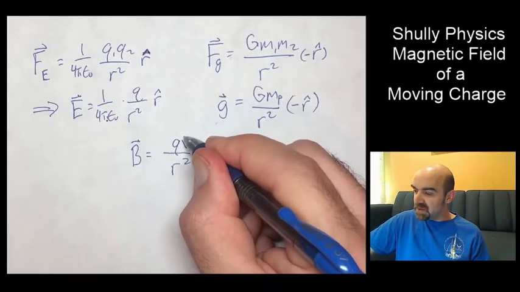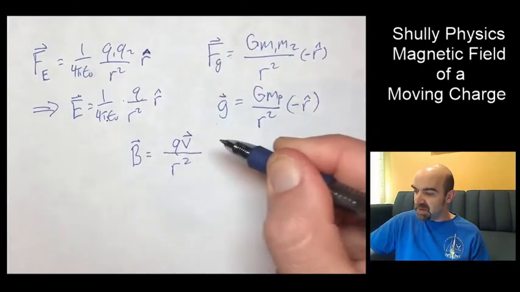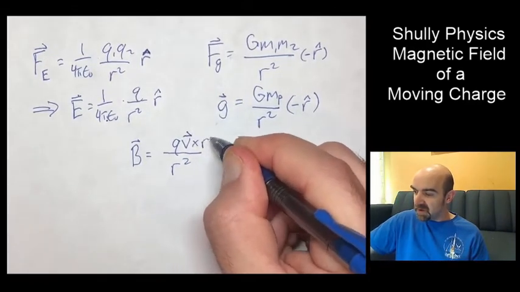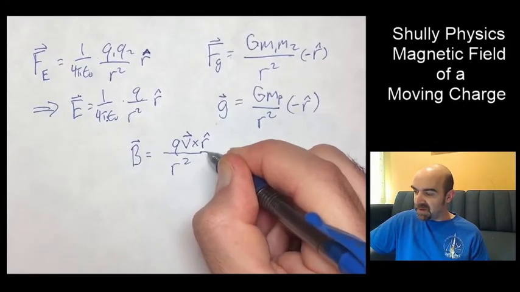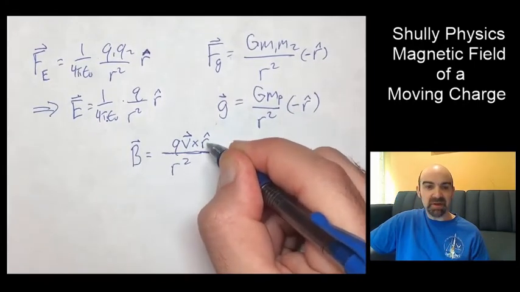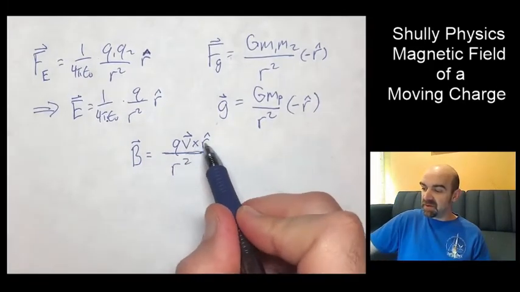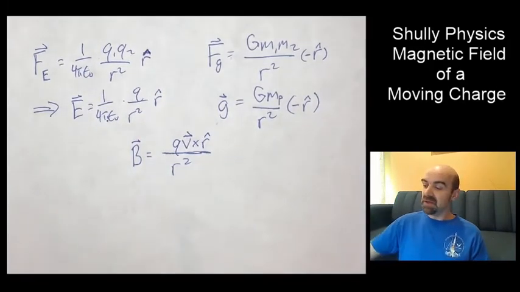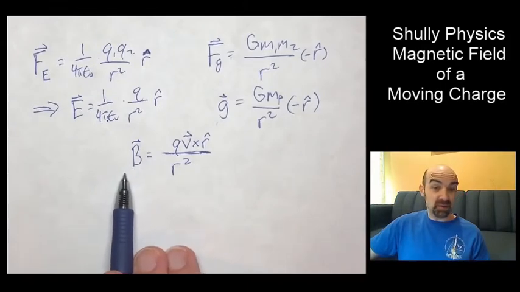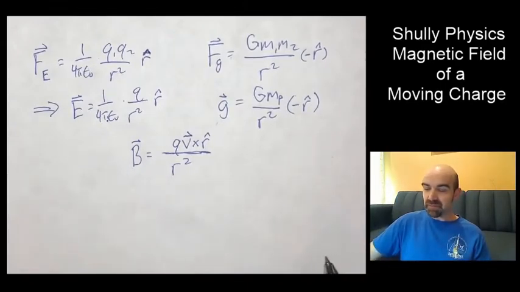So it's going to look funky at first, but we're going to take a V cross R hat. Now, don't let that confuse you. We're not plugging in and we're not multiplying by another R up top. This is V cross R, which gives us the direction of the magnetic field force B. All right, we'll come back to that momentarily.